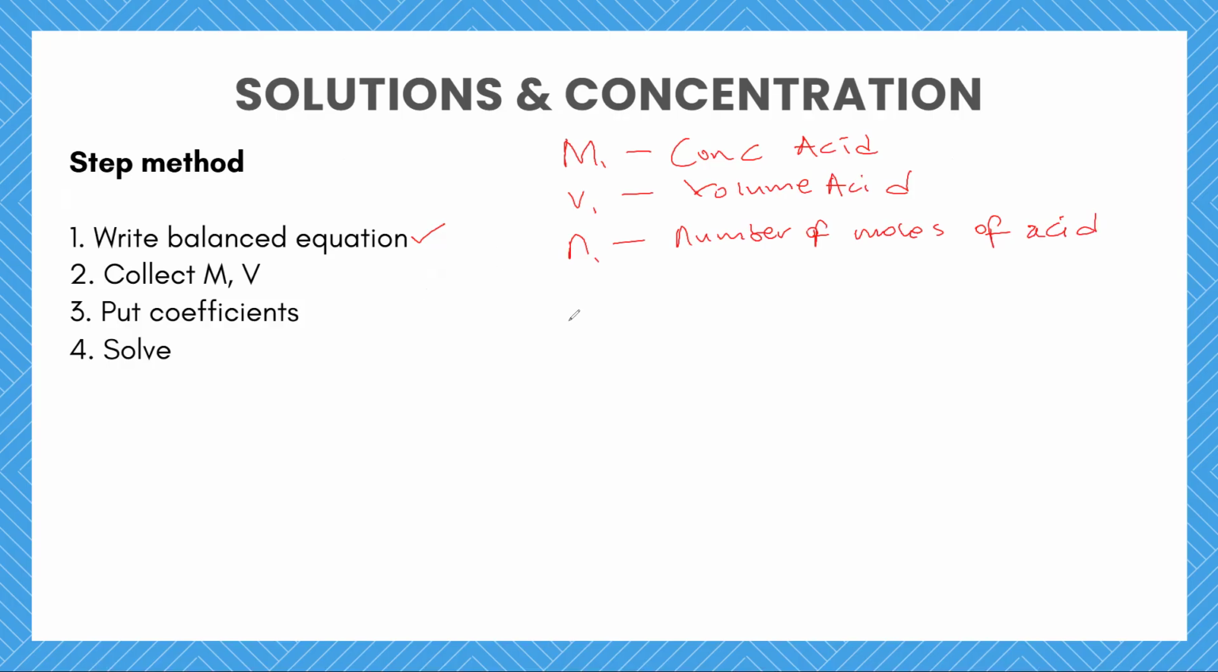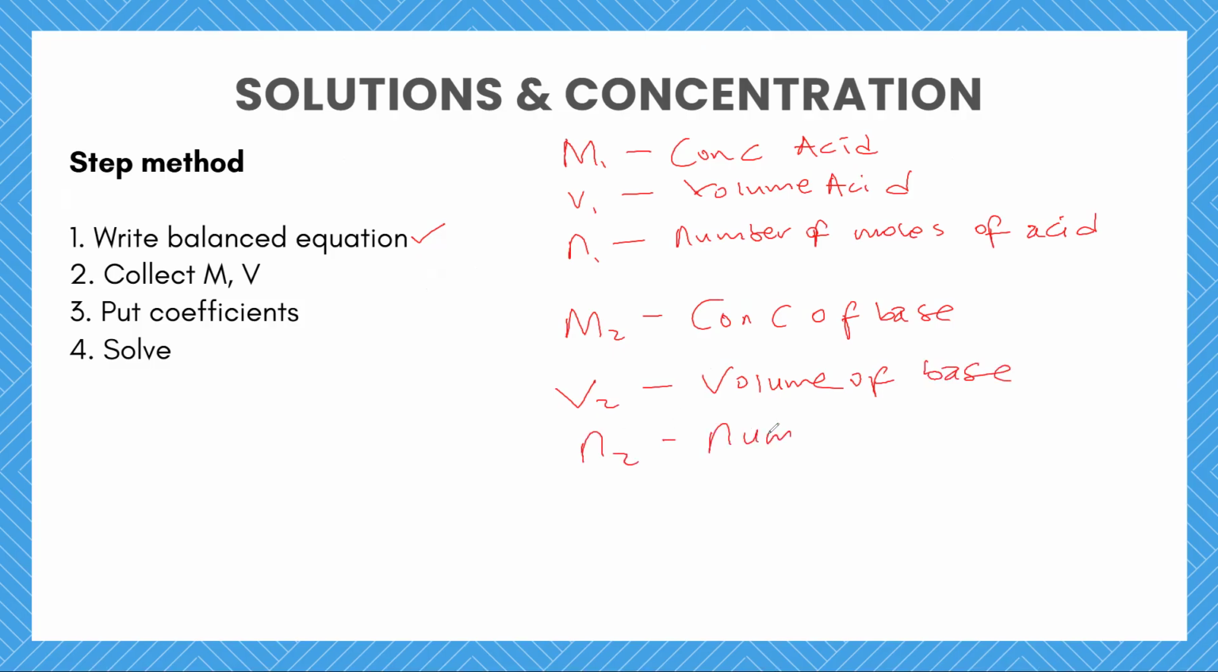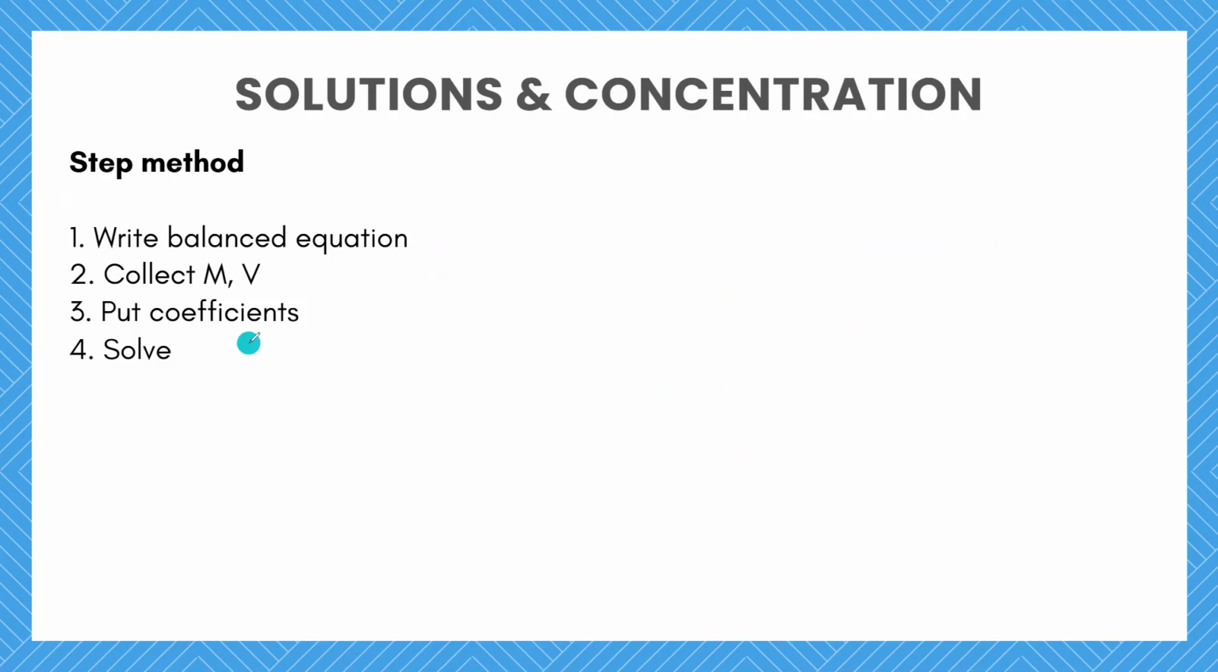Now we have M2. This stands for the concentration of the base. And then we have V2, which is the volume of the base. And then N2 is the number of moles of the base. Okay, so that's what each of them means. You collect the values, you put the coefficients, and you solve. We're going to be going in depth when we get to the exercise part.